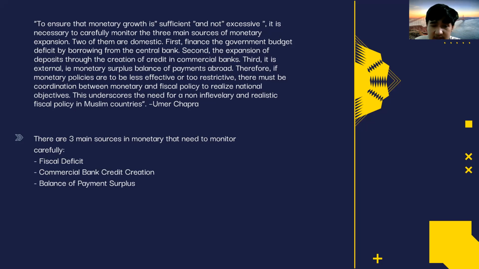Therefore, a conscientious Muslim government committed to the achievement of the goals of an Islamic economy should pursue a fiscal policy which is consistent with its goals. This doesn't necessarily rule out a fiscal deficit, but imposes the constraint that the deficit be allowed only to the extent necessary to achieve broad-based well-being within the framework of stable prices. The second is commercial bank credit creation.